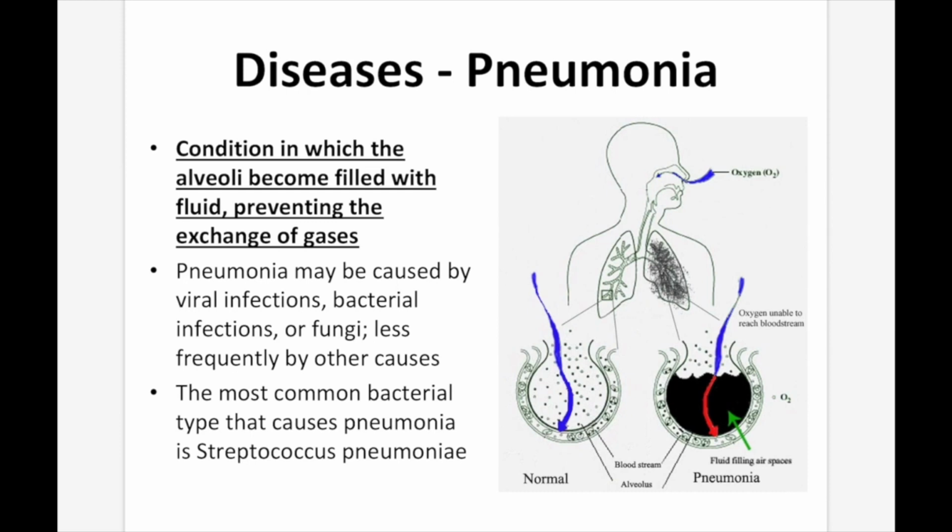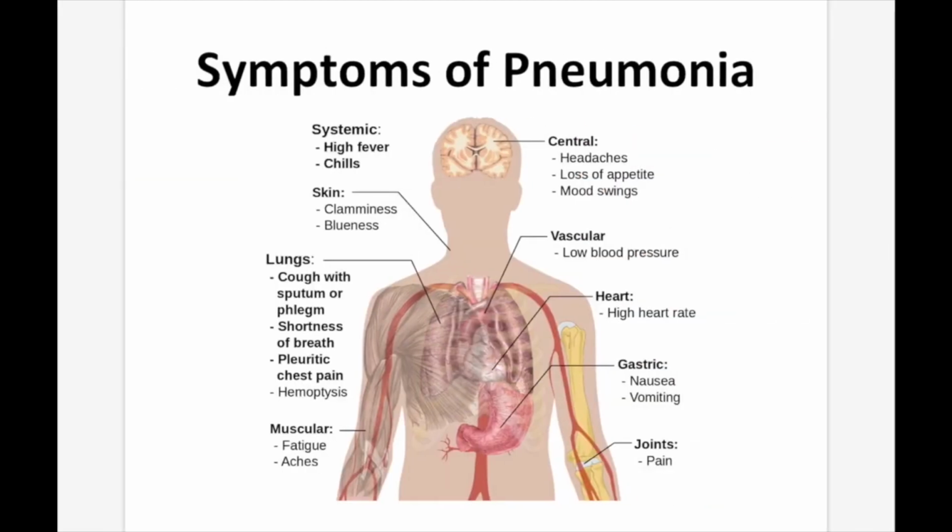Now, pneumonia may be caused by viral infections, bacterial infections, or fungi, and less frequently by other causes. The most common bacterial type that causes pneumonia is Streptococcus pneumoniae. Symptoms of pneumonia: you're going to get things like headaches, low blood pressure, high heart rate, nausea, vomiting, pain in the joints, fatigue, high fever, chills.